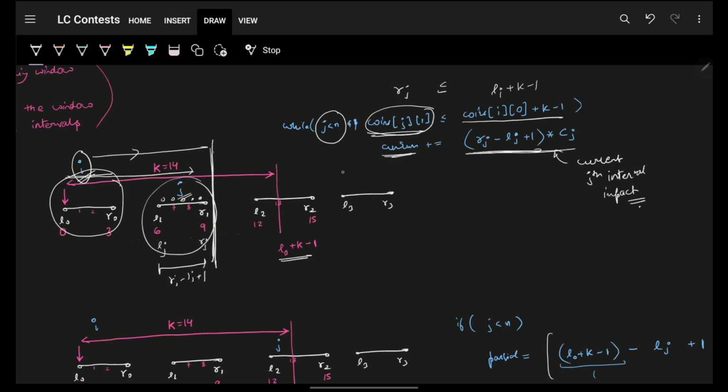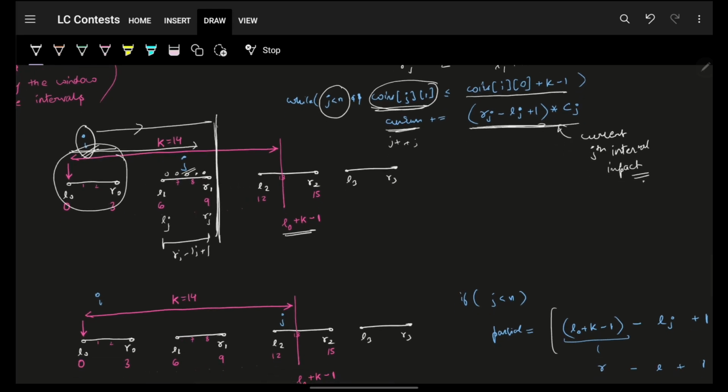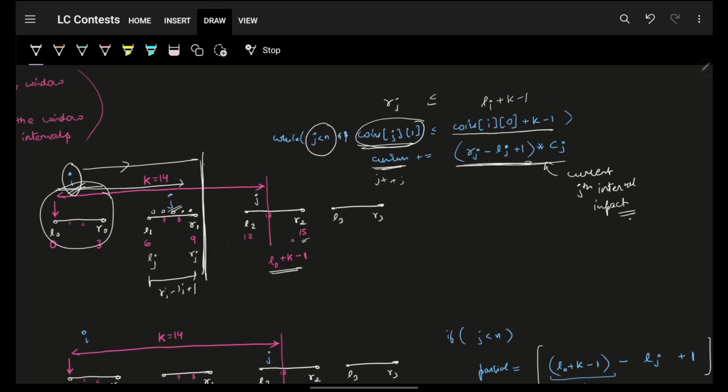And then I will simply keep on trying to go forward as I can, which means ultimately I will reach this specific j. When I reach this j, its endpoint, which means rj, is 15, which is obviously higher, which means I will stop here.